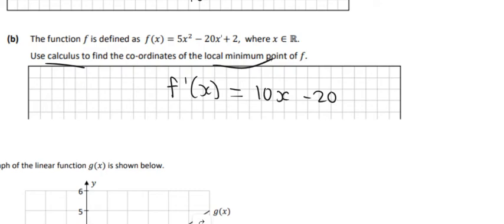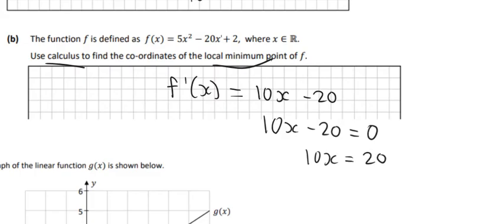Now we want to find a local minimum, so what we do to do this is that we're going to let it be equal to 0. That's something you have to remember. So 10x minus 20, we just let our answer there be equal to 0, and then we go on and solve. So I'm going to bring the minus 20 across the equal sign. 10x is equal to positive 20. And then to get x by itself, I divide by 10. 20/10, x is equal to 2.